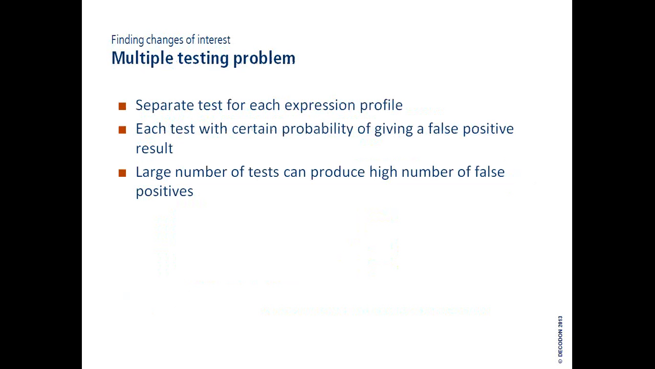Then finding changes of interest should not only be done on the background of just quantitative data, you should also be aware of the number of rows that you analyze. The multiple testing problem is something that is more and more considered, but of course it should have been considered from the early beginnings. Multiple testing means the more expression profiles you analyze, the more random findings with significant data will be among your findings.